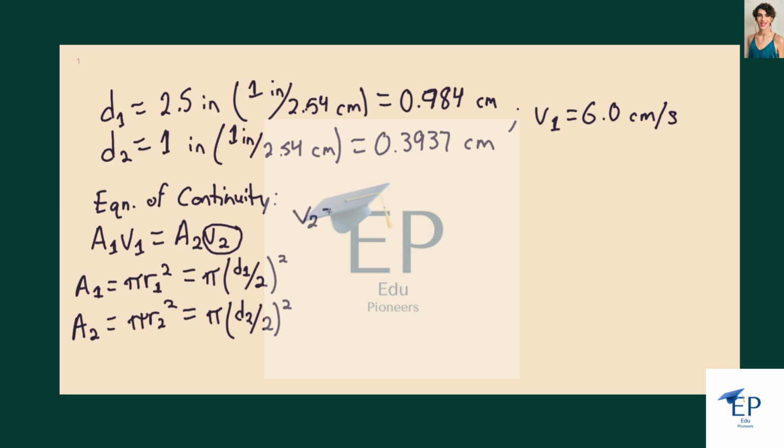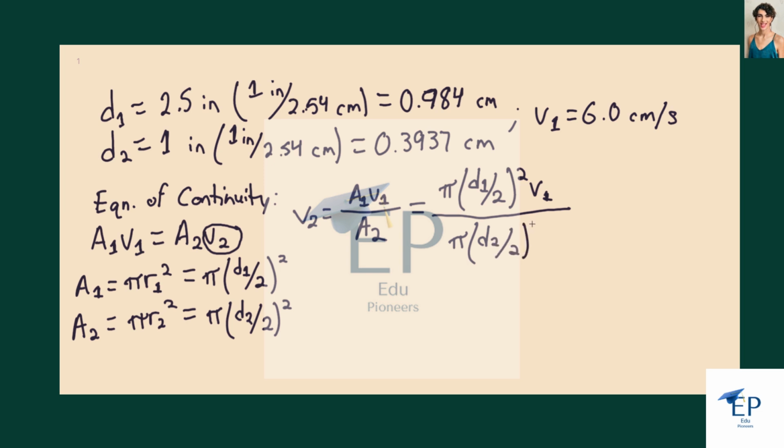So V sub 2 would equal the cross-sectional area of the first section times the velocity of the first section divided by the cross-sectional area of the second section. Plugging in for our constants from here and here, we have the cross-sectional area pi d sub 1 over 2 squared times v sub 1 divided by pi d sub 2 over 2 squared. Pi's cancel out, and we can simply plug in for our constants.